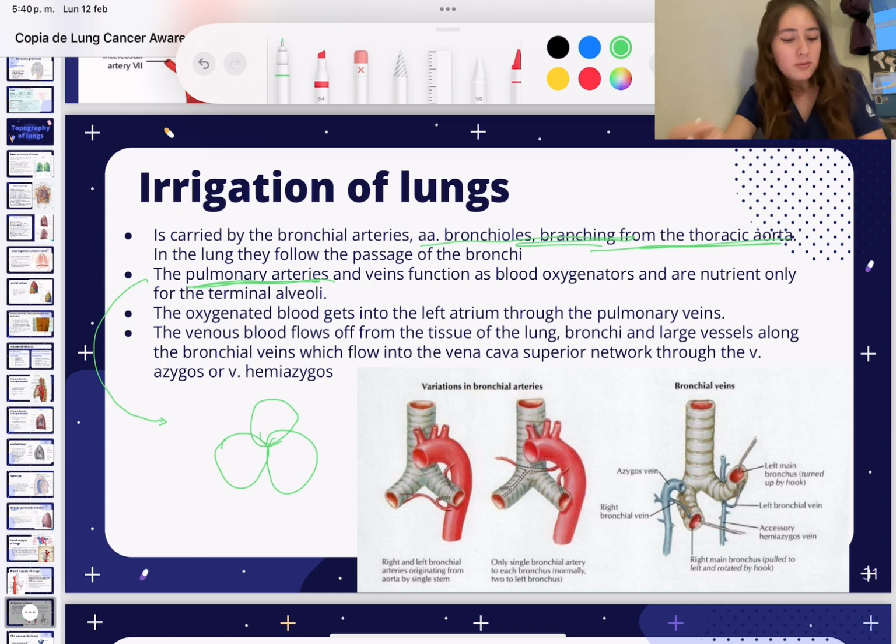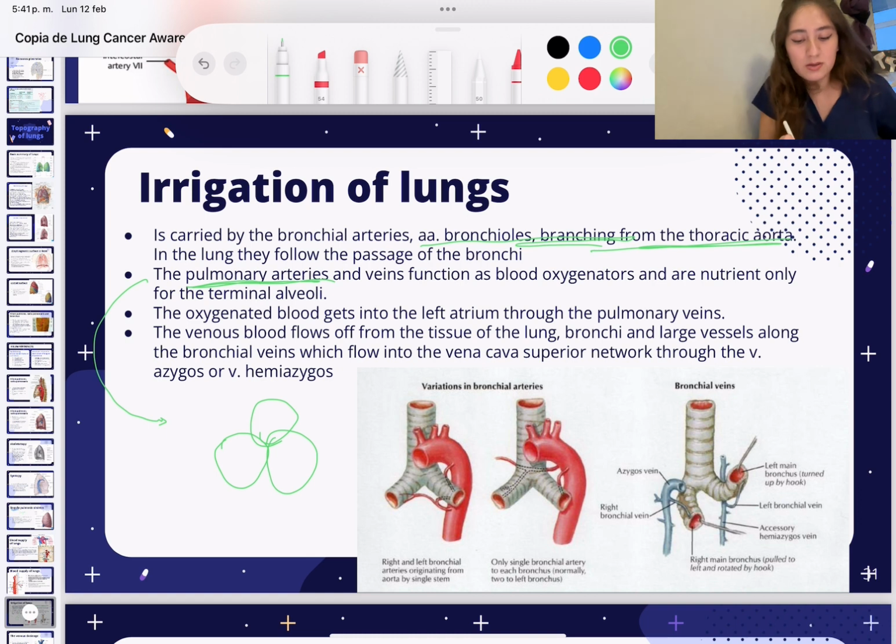The oxygenated blood gets into the left atrium through the pulmonary veins. The venous blood flows off from the tissue of the lung, bronchi, and large vessels along the bronchial veins, which flow into the superior vena cava network through the vena azygos and vena hemiazygos.